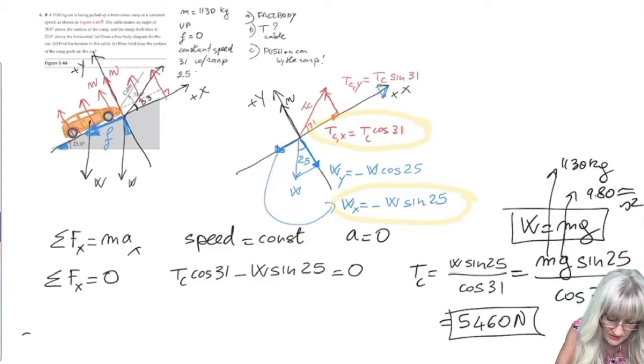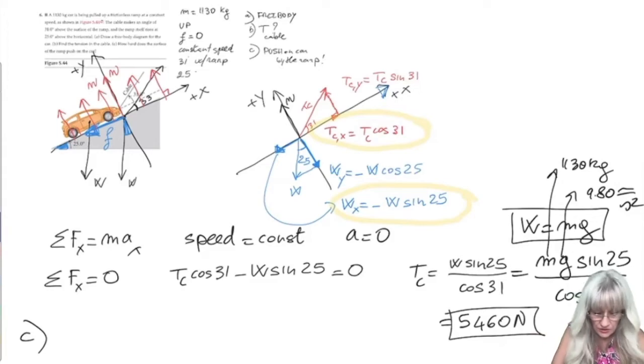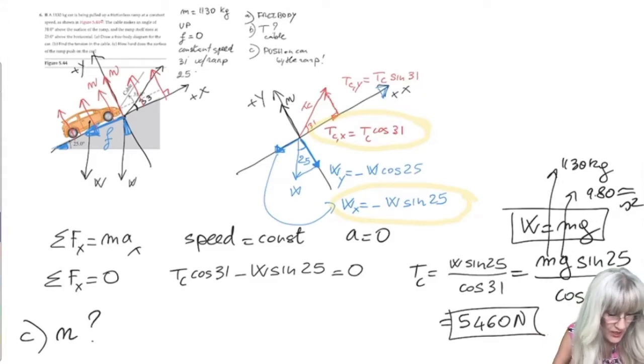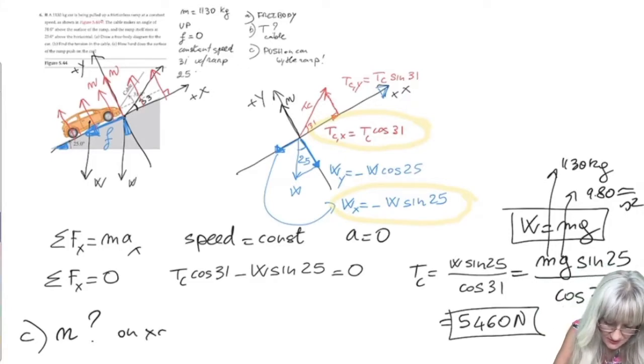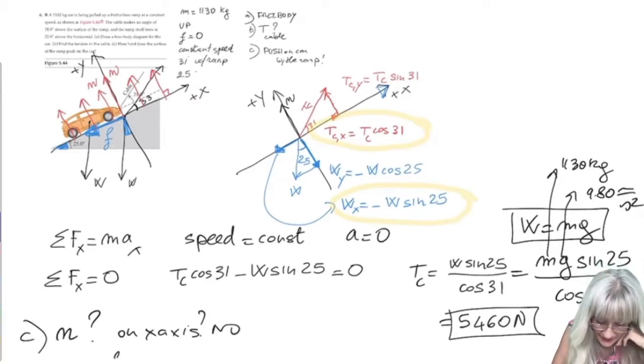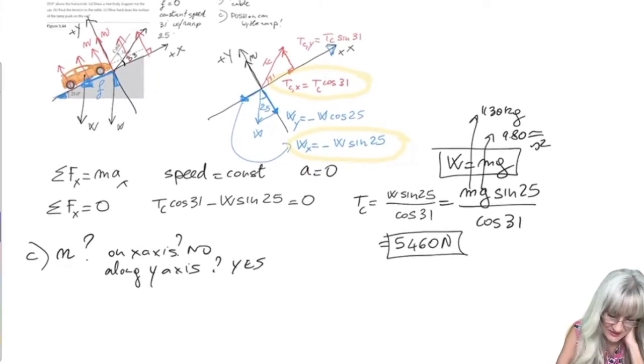Let's go to part C. We want to find the push. So the push is in that red ink. So basically it is the normal. We want to find the normal. So ask yourself, is the normal acting on the x-axis? No. Is the normal along the y-axis? Yes. So let's apply Newton to that vertical axis.